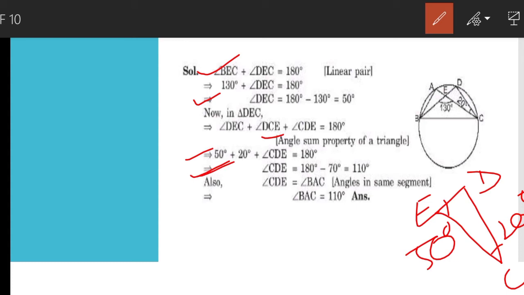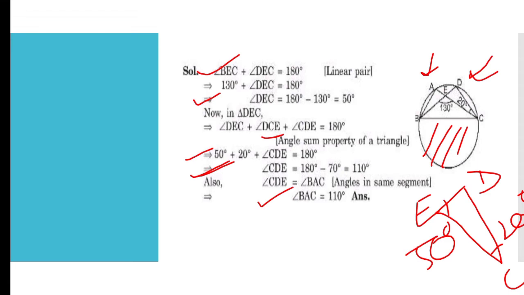Now if we consider the segment BC, then angle D and angle A are on the same segment. So we can say angle BAC equals angle CDE, which implies that angle BAC is equal to 110 degrees. So this is sum number 5.